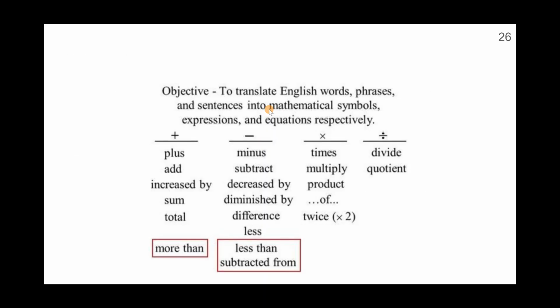Before we get going, here are a few things that could be helpful. When we see plus, add, increase by, sum, and total, or more than, for example, we are probably talking about adding. If we see minus, subtract, decrease by, etc., then we are talking about subtracting. Product, times, multiply, those are multiplying. Divide or quotient, those are dividing. This is not the complete list, but a few things you can look for.